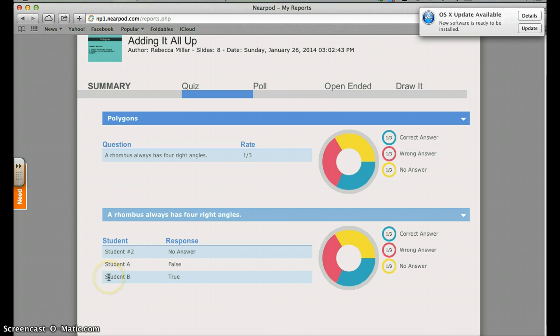Now, based on your data, if you have the majority of students that answered correctly, then you might think generally, overall, the class understood the objectives of the lesson that we were hoping for. If not, then we might recognize we need to go back the next day and review what a rhombus is and whether or not it has 4 right angles, and whether it is always true, sometimes true, or never true.